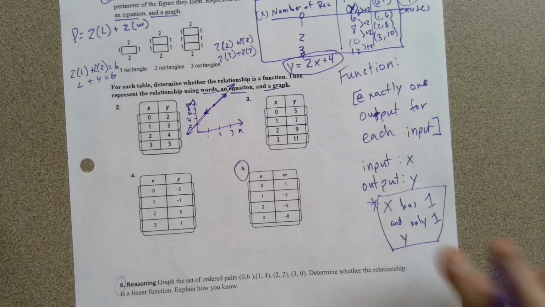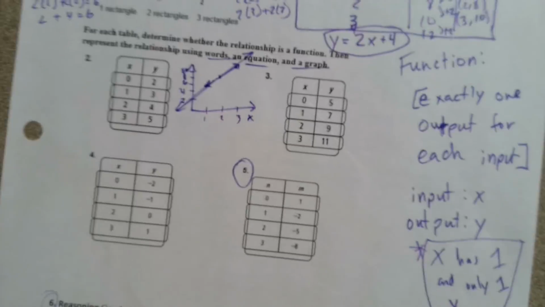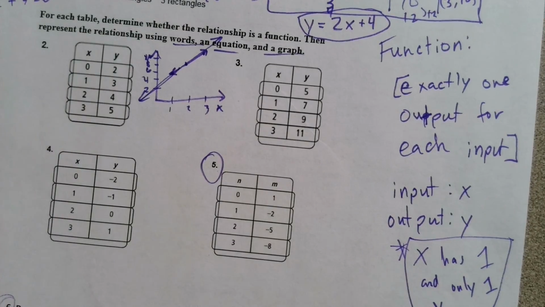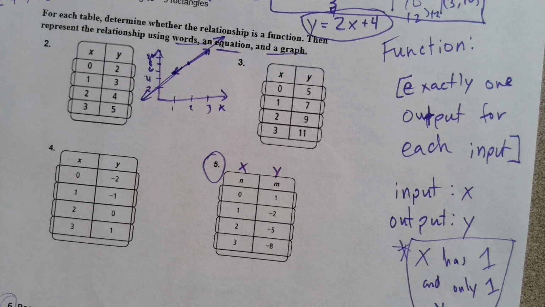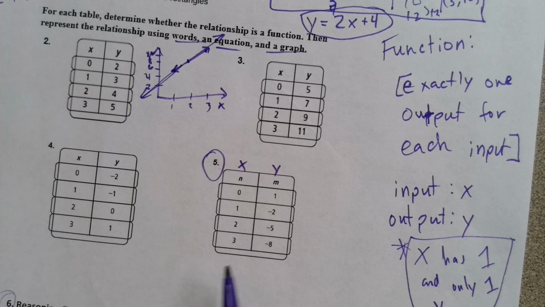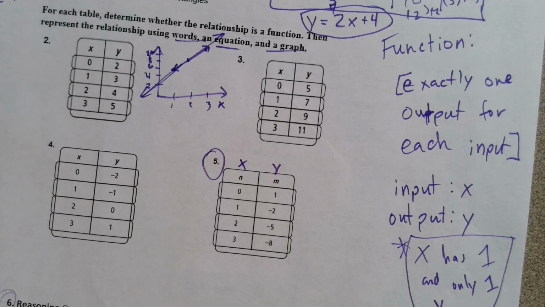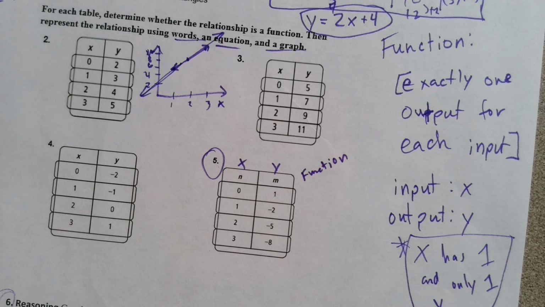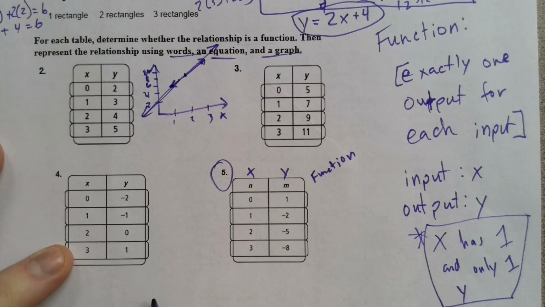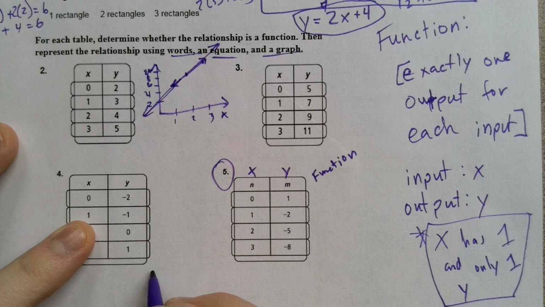Helps me remember it. So my first thing that I'm going to do is look at number 5 and see if each x has one and only one y. If we want to rewrite this, they have n and m, but it's the same thing, x and y. I see 0 goes to just 1, 1 goes to negative 2, 2 goes to negative 5, 3 goes to negative 8. So right away I know this is a function. They all go to 1 and only 1. Perfect. Then represent the relationship using words, an equation, and a graph. First thing that I want to do is make a graph because I already have my ordered pairs here.